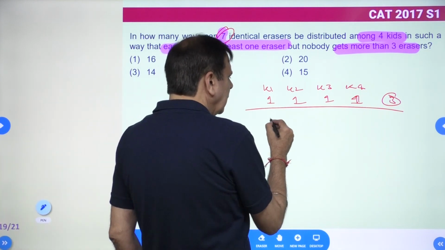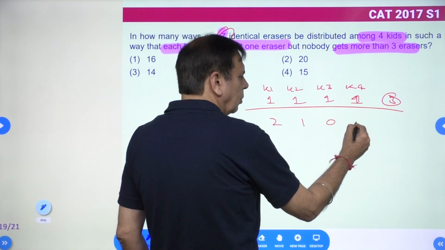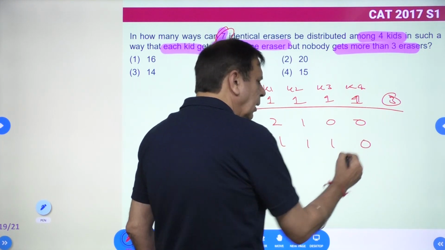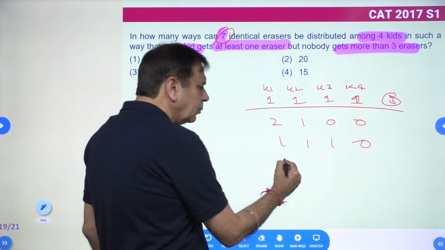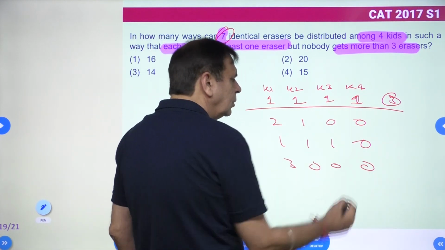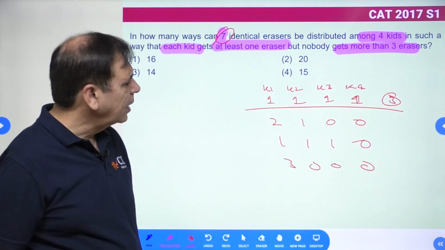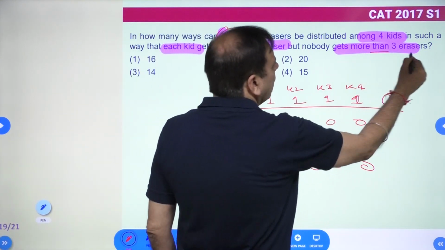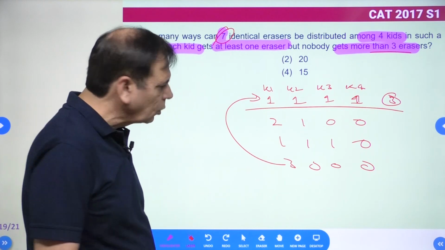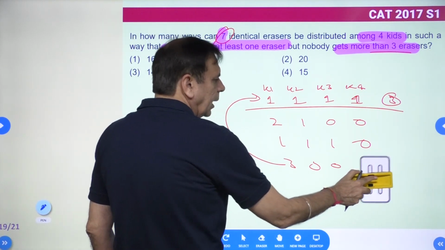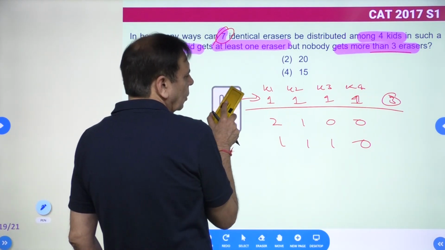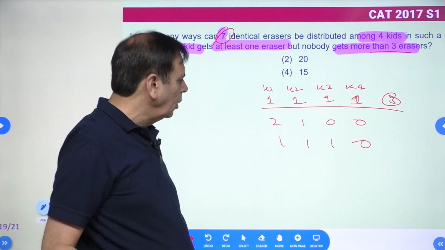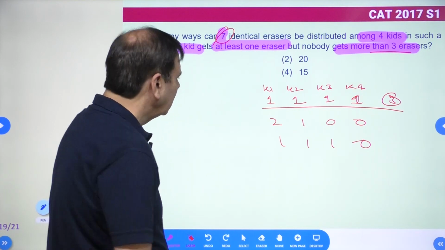What are the possibilities? One gets 2, then 1, 0, 0. Another possibility could be 1, 1, 1, 0. Can any one of them get 3? Supposing can I do 3, 0, 0, 0? No, I can't. Why? Because if this one gets 3, then 3 plus 1 will be 4, and the question says no one gets more than 3 erasers. So this possibility is ruled out and we have only 2 possibilities. So effectively we need to find out in how many ways you can give 2, 1, 0, 0 and how many ways you can get 1, 1, 1, 0.